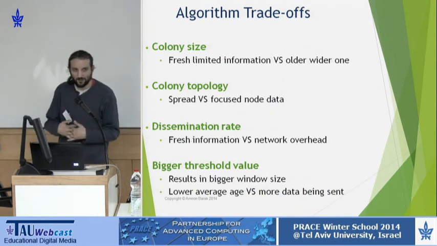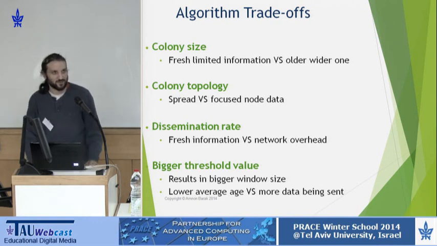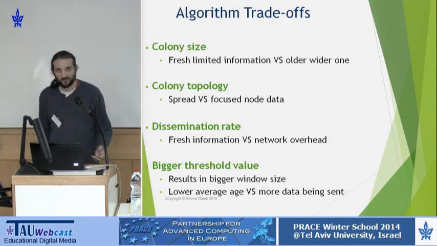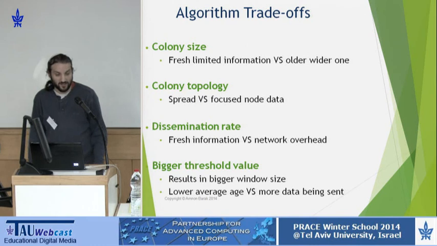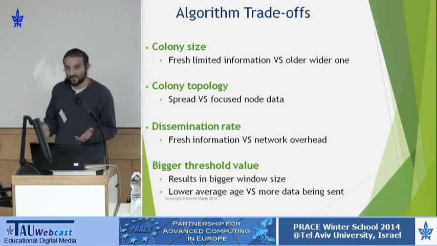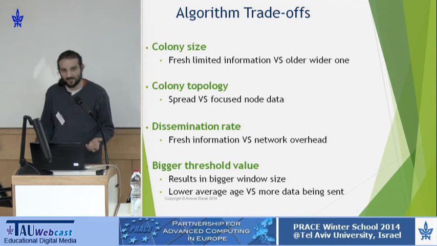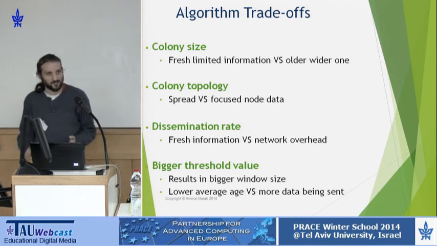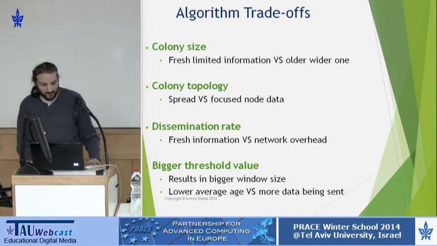Of course, nothing comes for free. Like any other algorithm, it has a trade-off. The different parameters that you can give to this algorithm, like T or the rate, depend on which part of the trade-off you want. For example, the colony size: the bigger the colony is, the less fresh the information is, because you need to pass it between more nodes. But you have more global information, and you can get more spare nodes, and you can do more adjustments than if you have a small colony.